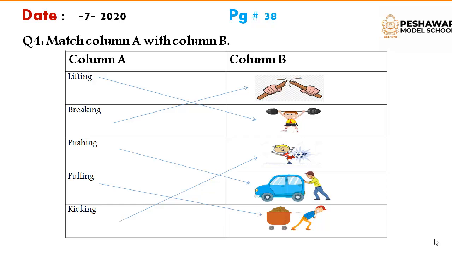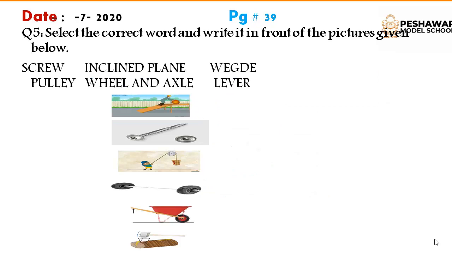Now we'll move towards another page, that is page number 39. Here question number 5 is, select the correct word and write it in front of the pictures given below. Here you can see that different words have been given to you and you have to write these words in front of the given pictures. The words given to you are screw, inclined plane, wedge, pulley, wheel and axle, lever.